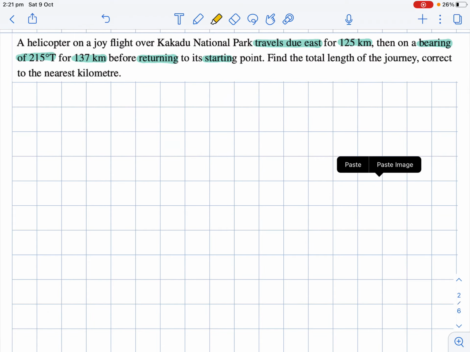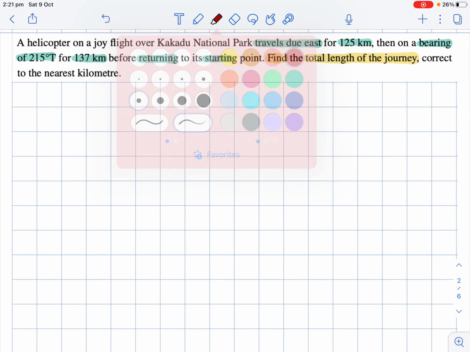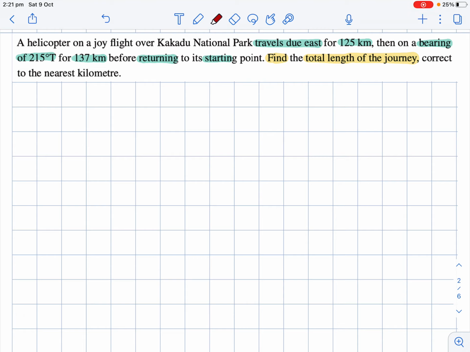Now, what's the big question? We're being asked to find the total length of the journey. That find is my questioning word. That's how I understand what I actually have to do. And then I always like to highlight what's my level of accuracy: nearest kilometre. Okay, sweet. So let's start breaking this down.